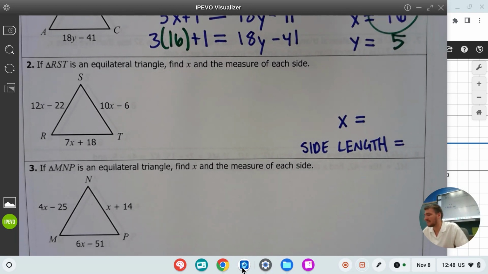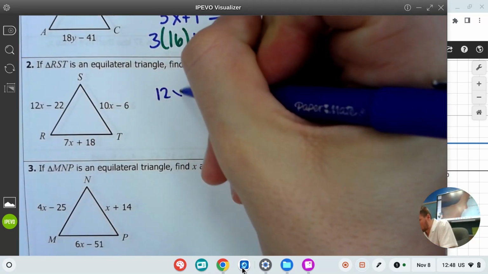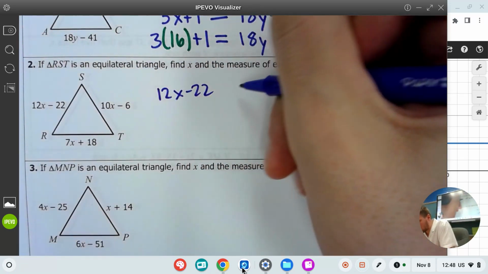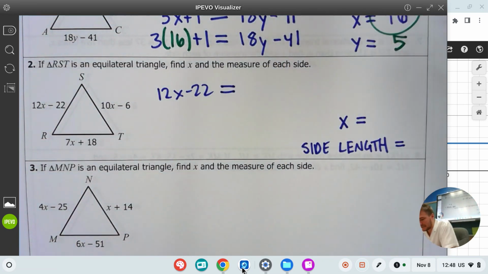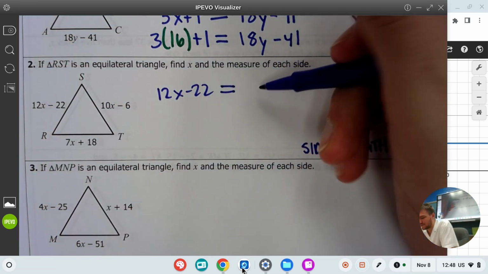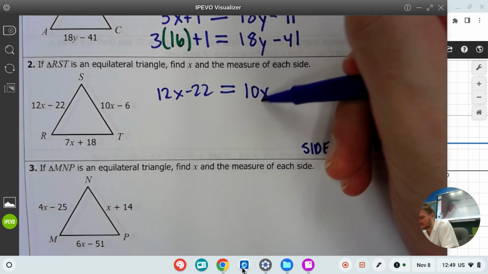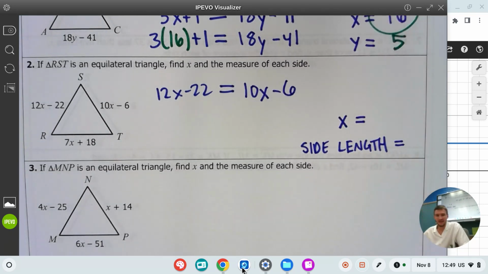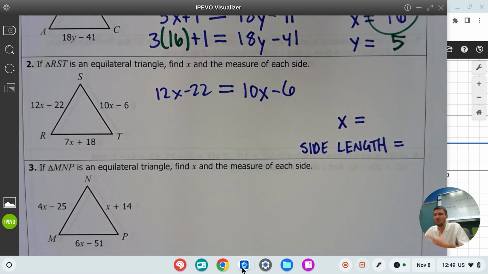Somebody set me up with a little equation for me. 12x minus 22 plus 10x minus 6. We need to use the equal sign. And then which one you want to use over here? 10x minus 6. Let's not just say random numbers. Okay, so that's the left equals the right. Sure.